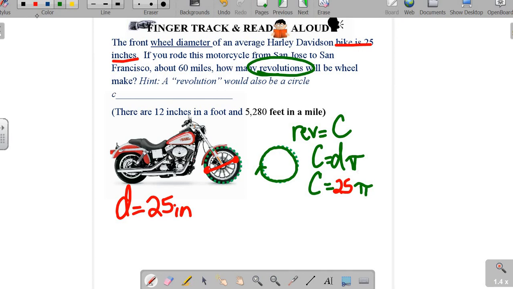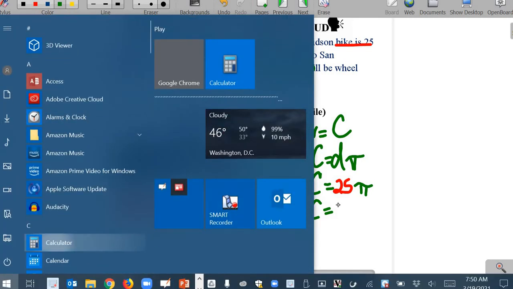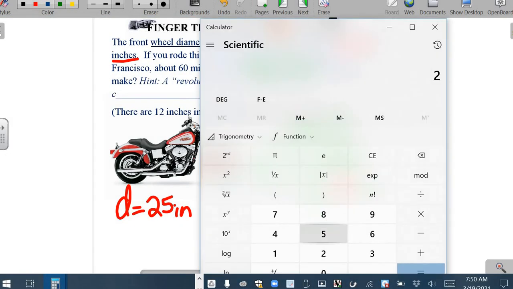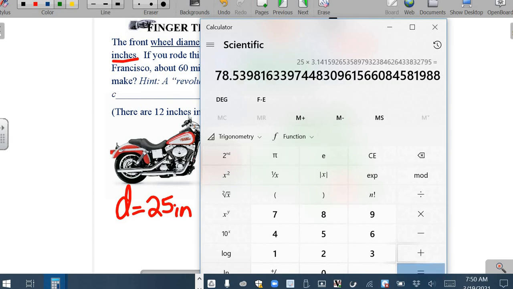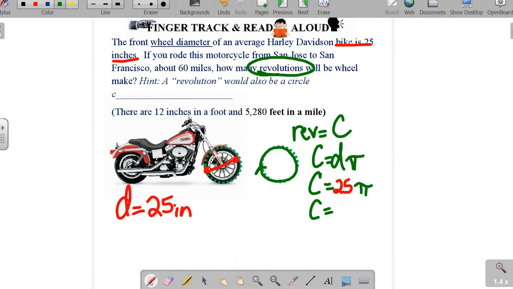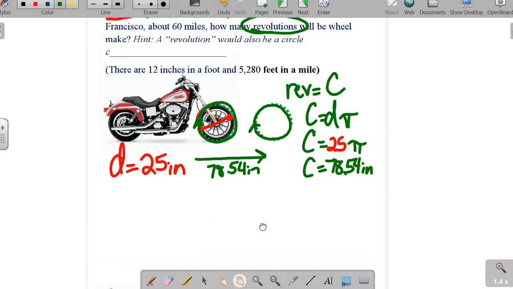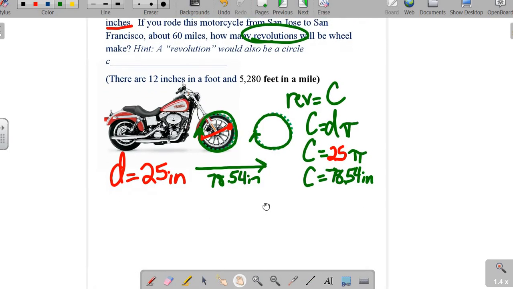And we're going to get an approximation because we need to use it for something else. So 25 pi, and I get 78.54 approximately. 78.54 inches. So every single time this wheel turns, it travels 78.54 inches.